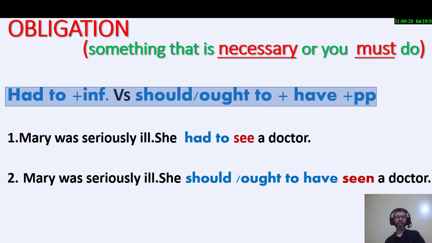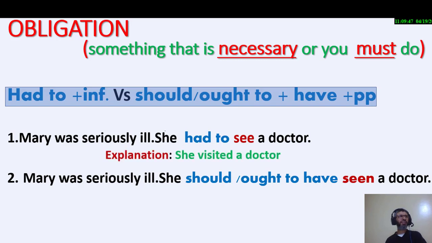Mary was seriously ill. She had to see a doctor. Number 2, Mary was seriously ill. She should or ought to have seen a doctor. The same sentence, the same situation, but different modals. So what does it mean if you use had to? So the explanation is this.